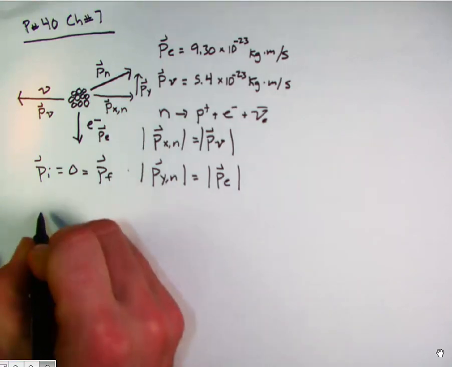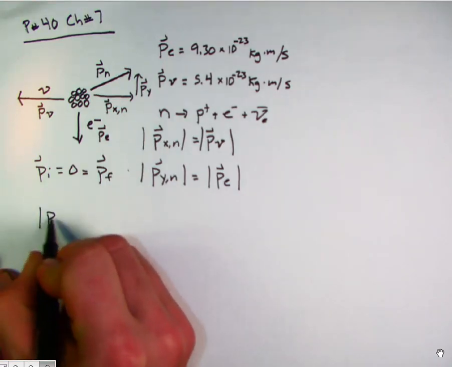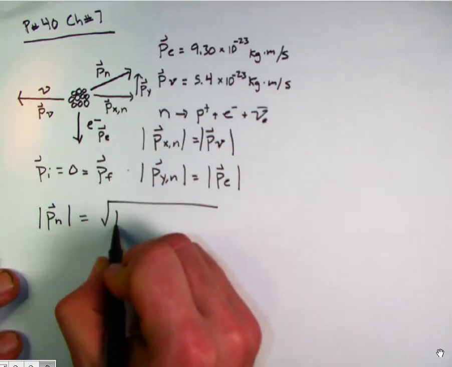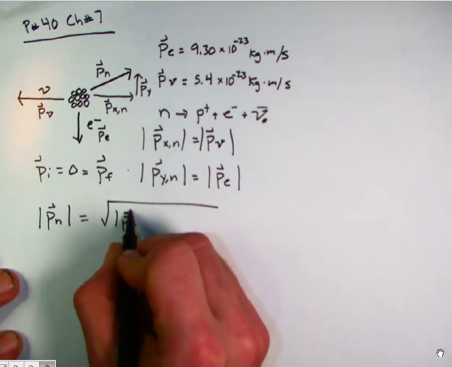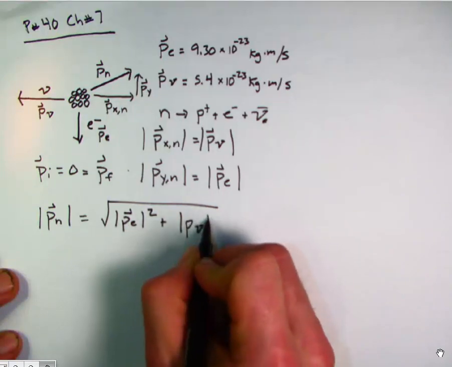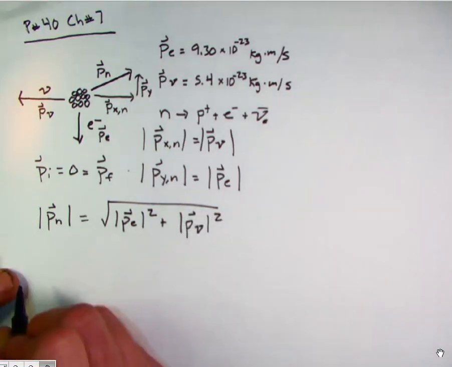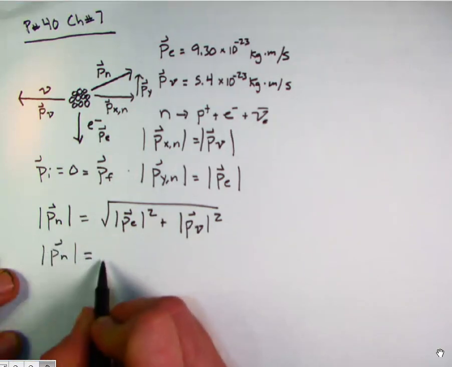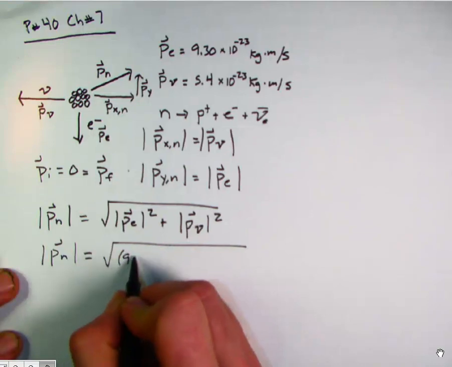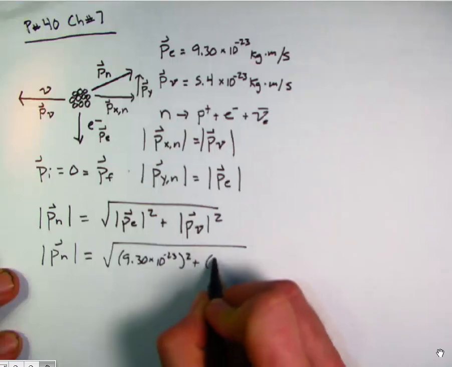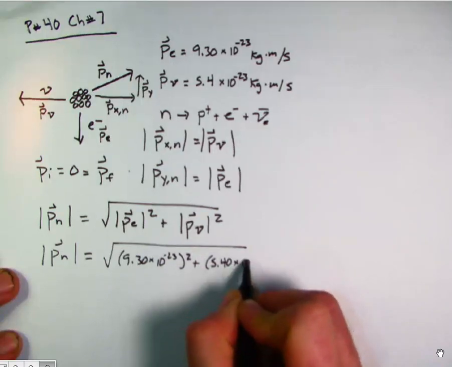So we could say that the magnitude of the nucleus's momentum would be equal to the square root of the magnitude of the electron's momentum squared plus the magnitude of the neutrino's momentum squared. Okay, so plugging in our numbers here, we would plug in the square root of 9.30 times 10 to the minus 23rd squared plus 5.40 times 10 to the minus 23rd squared.